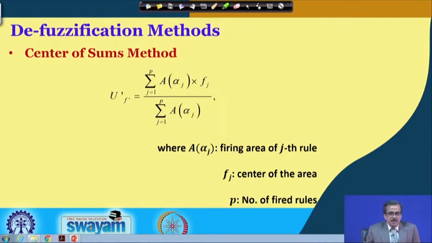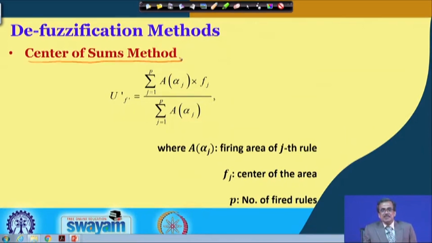Now, if you see the literature, we have a number of methods for defuzzification, and I am just going to use 3 methods for defuzzification, which are very popular. Now, here the first method is the center of sums method. Now, according to this particular method, the center of sums method.